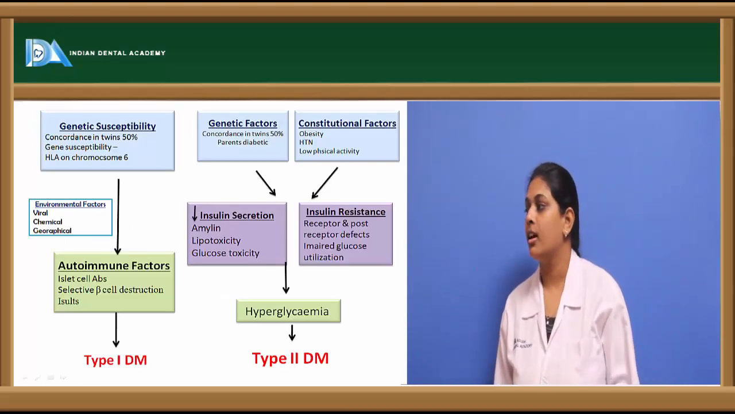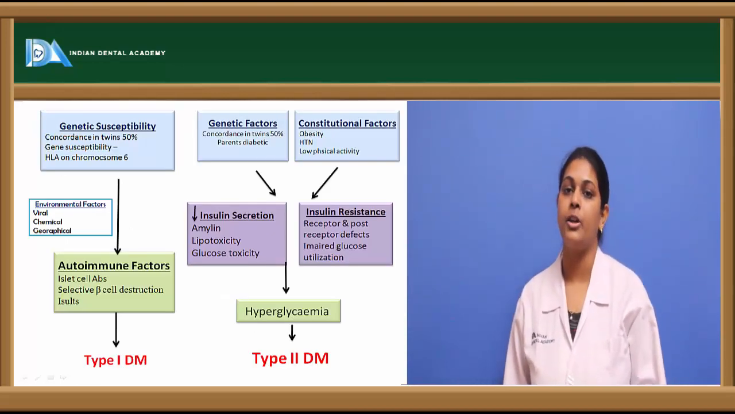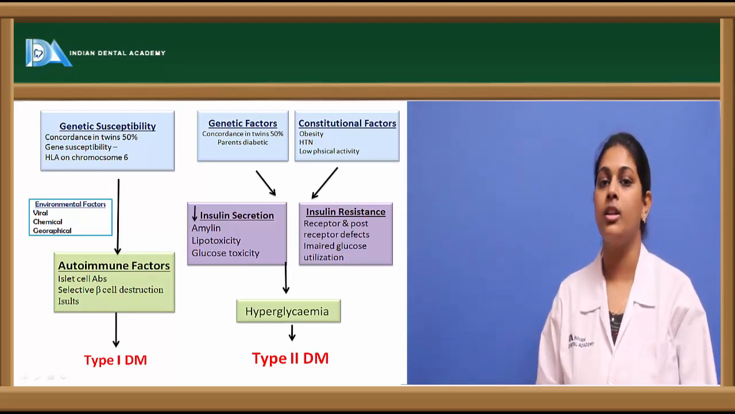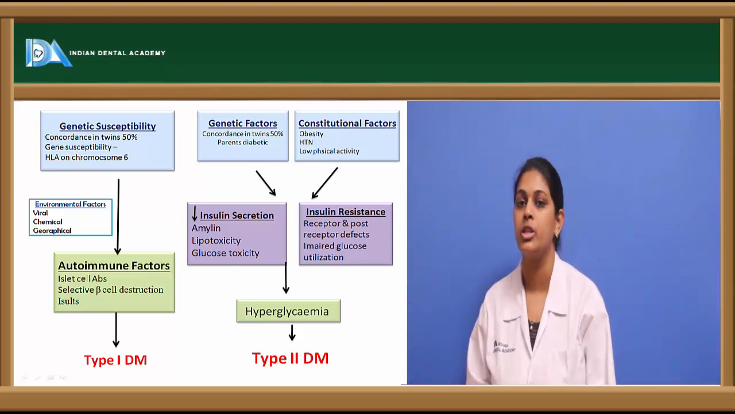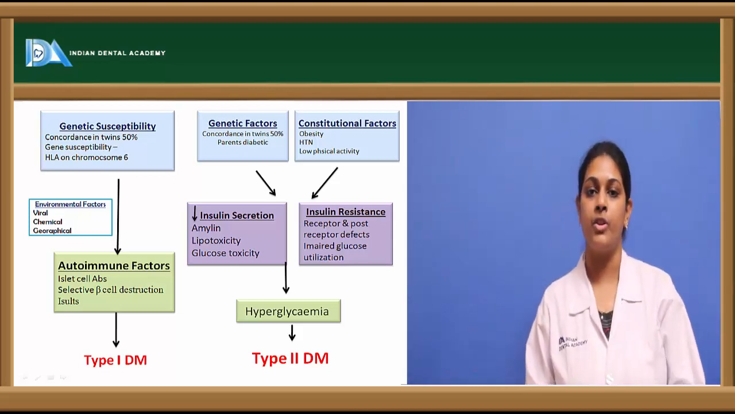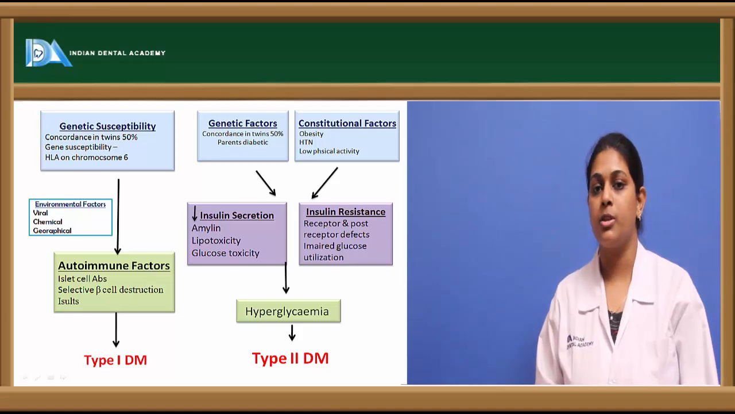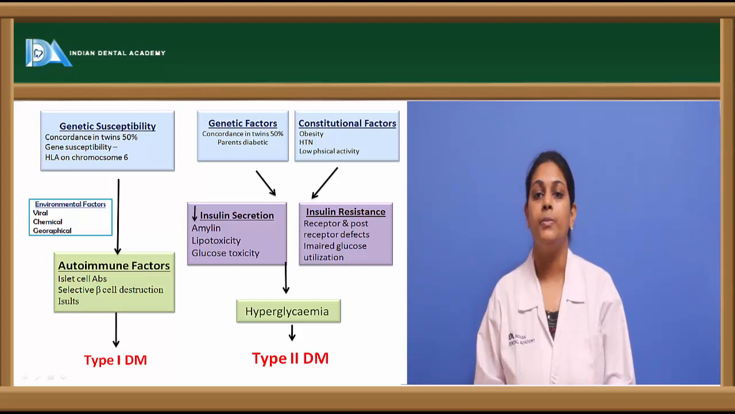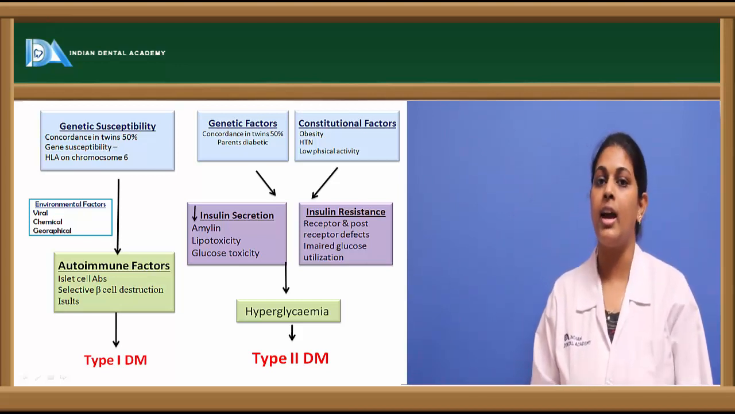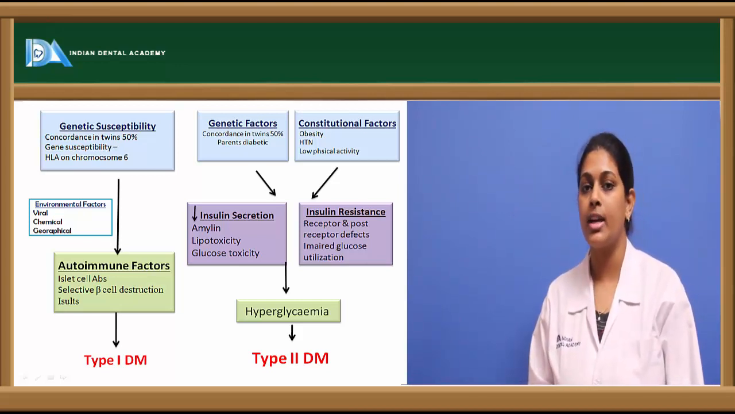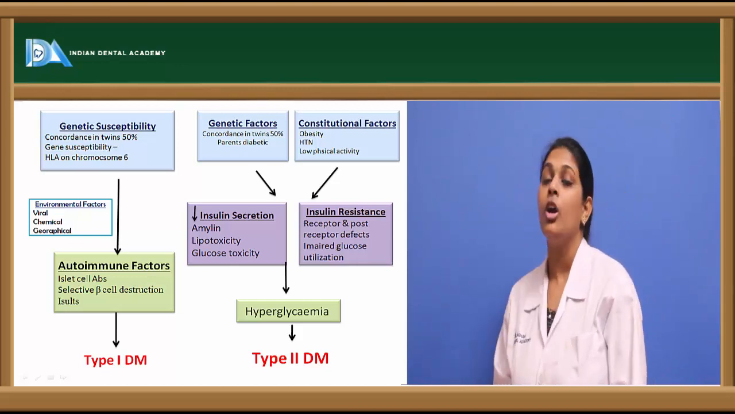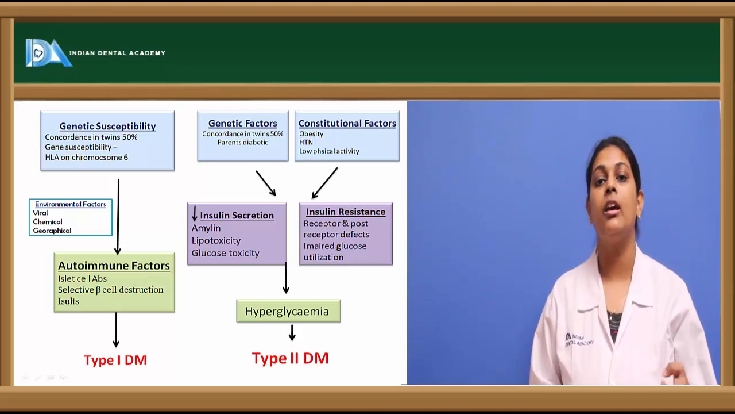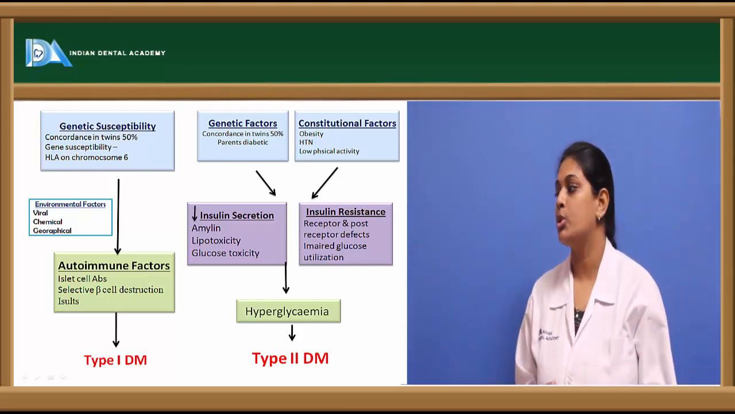Coming in detail, the genetic susceptibility in type 1 diabetes mellitus is a reason to cause this. In certain studies it was found that there's a concurrence in twins of 50%, which explains the genetic susceptibility for development of type 1 diabetes mellitus. Other than that, there was also an association with HLA, that is the human leukocyte antigen complex, which is seen on chromosome 6, and this human leukocyte antigen complex was HLA DR3 and DR4, which was observed.